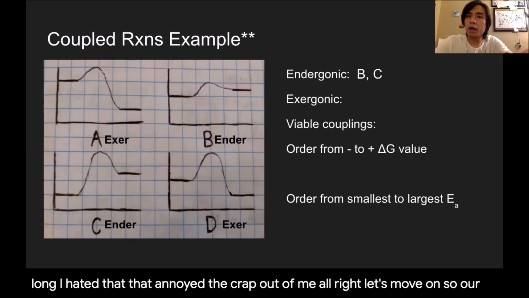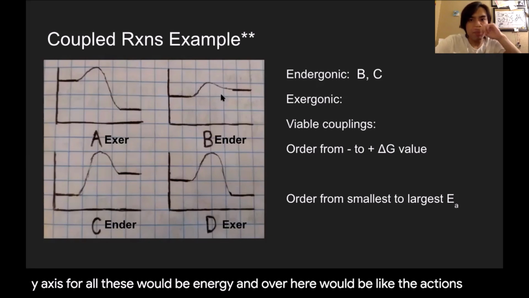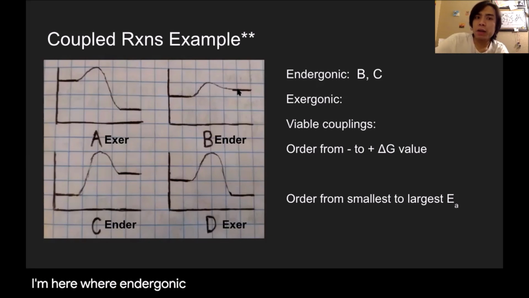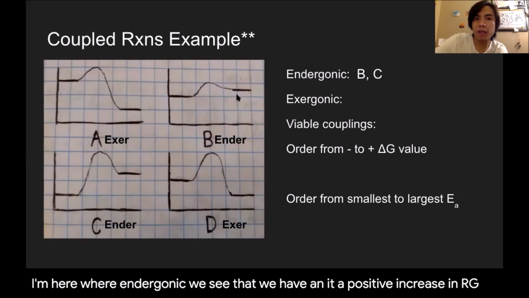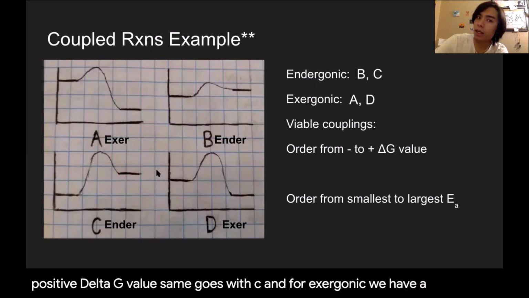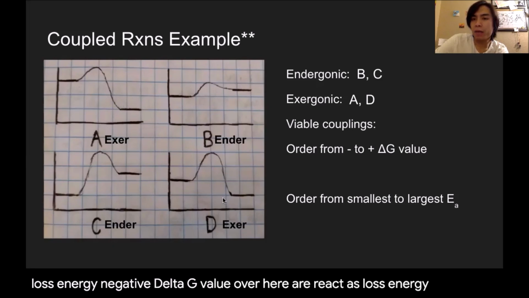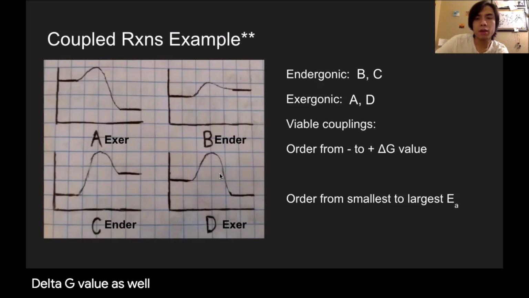So our endergonic ones are B and C. We see that over here on the y-axis for all these would be energy, and over here would be reaction time. So over here, we're endergonic. We see that we have a positive increase in our G, a positive delta G value. Same goes for C. And for exergonic, we have A and D. So A lost energy, negative delta G value. Over here, our reactants lost energy, negative delta G value as well.